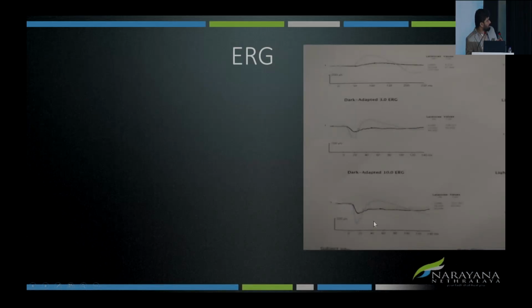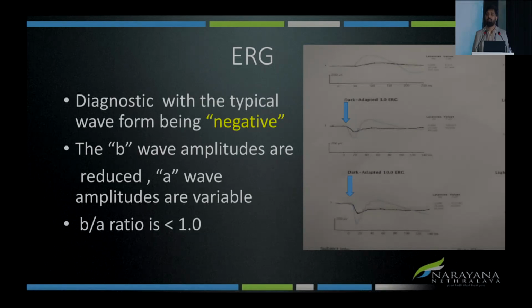And if you look at this combined response, there is something interesting. The A wave is forming, the B wave is not even reaching the baseline. You can see the same here, A wave is forming, B wave is not even reaching the baseline. So this is the classic electronegative ERG, okay? What you get in any disease when there is an inner retinal dysfunction.